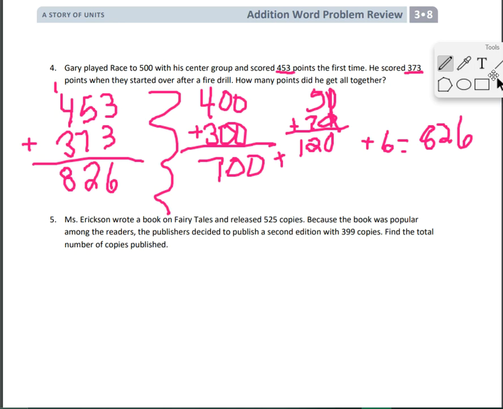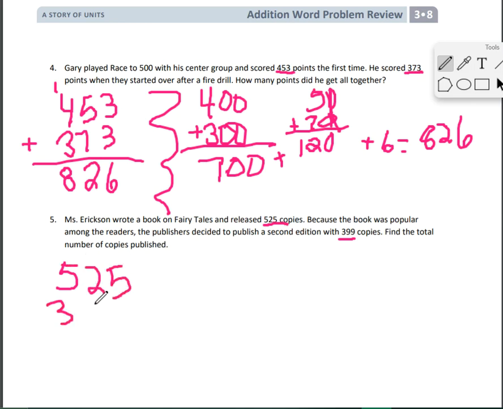All right, problem 5. Miss Erickson wrote a book on fairy tales and released 525 copies. Because the book was popular amongst readers, the publishers decided to publish a second edition with 399 copies. Find the total number of copies published. All right, we're starting with 525.